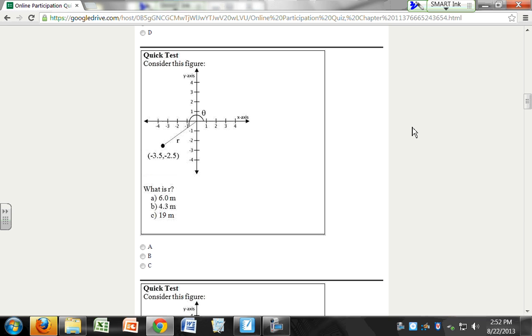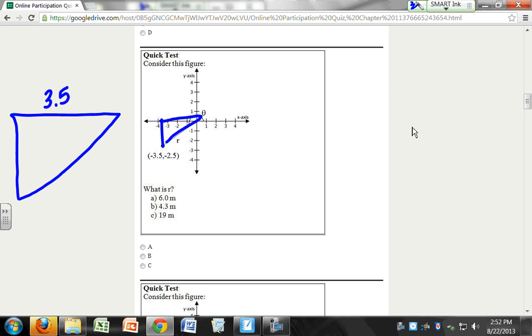Consider this figure. What is R? We have a triangle given the coordinates. This is the triangle right here. I'm going to draw it again over here, so we're just blowing it up. And I have 3.5 on this side and 2.5 on this side. And I want to know what is the hypotenuse of this right triangle.